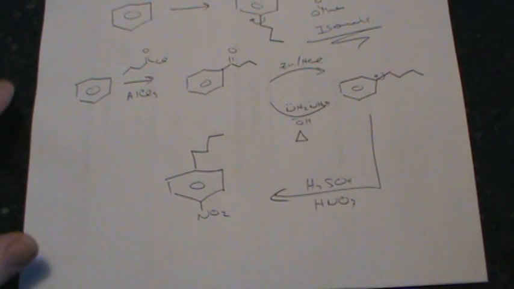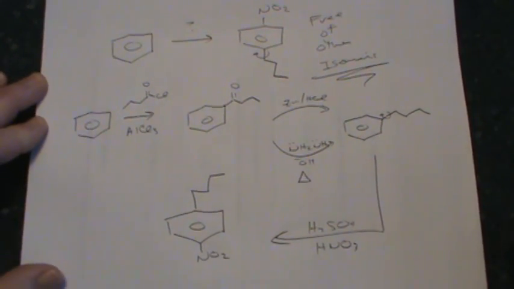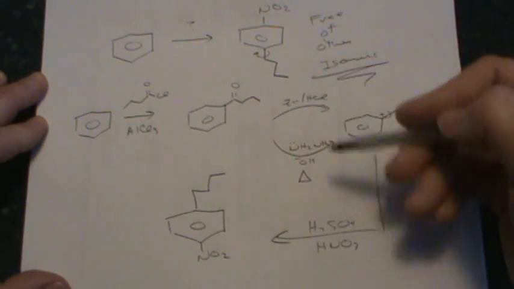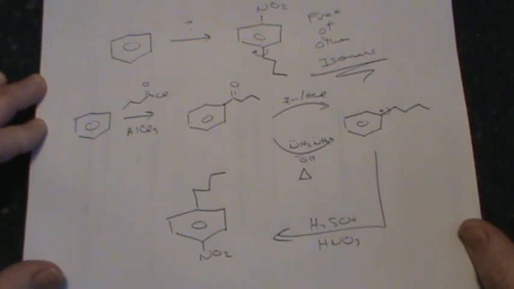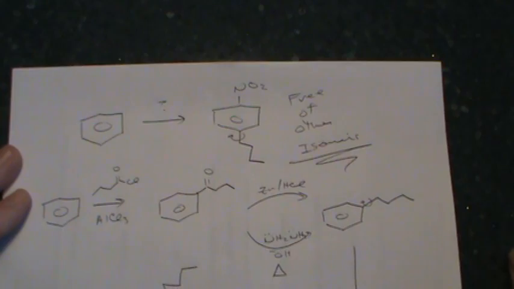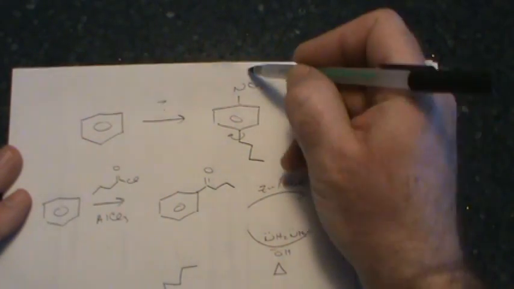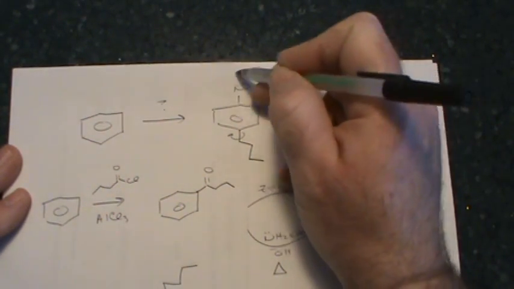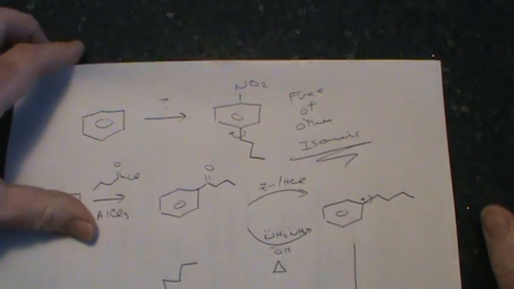So there it is, we've done it. The synthesis is 1, 2, 3 steps. But let's try that other approach. Let's try to do the same exact synthesis, this time taking advantage of the fact that the amino and the nitro group are interchangeable. So here we go.